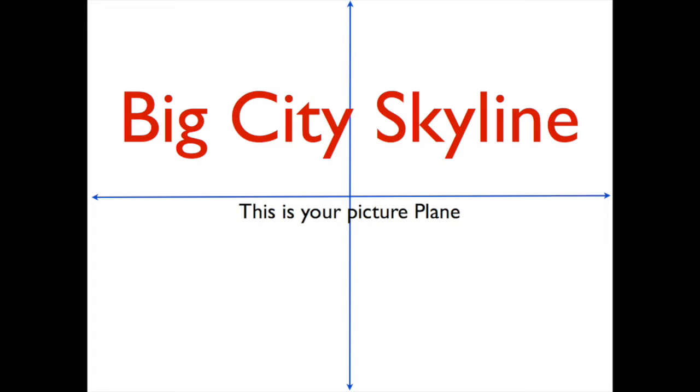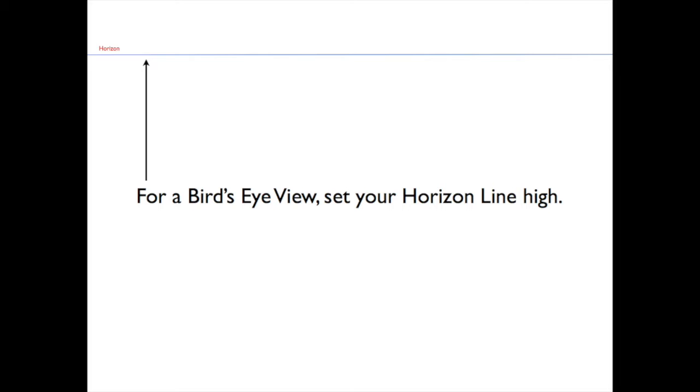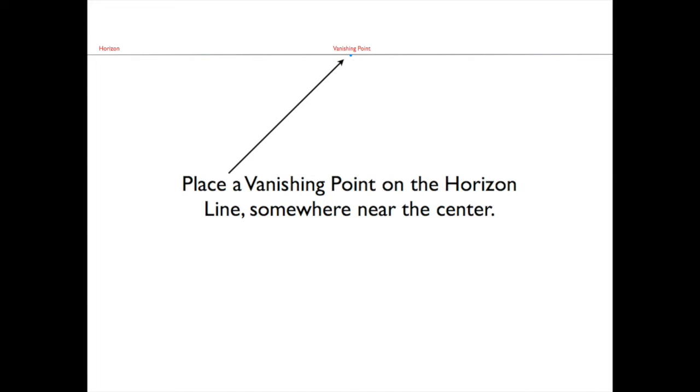This is your picture plane, the edges of your paper, your window on the world. Next, since this is going to be a bird's eye view, we're going to set our horizon high. This is your eye level. Then we're going to place a vanishing point on that horizon line somewhere towards the center of the page. That way we'll have less warpage towards the edges of our picture plane.